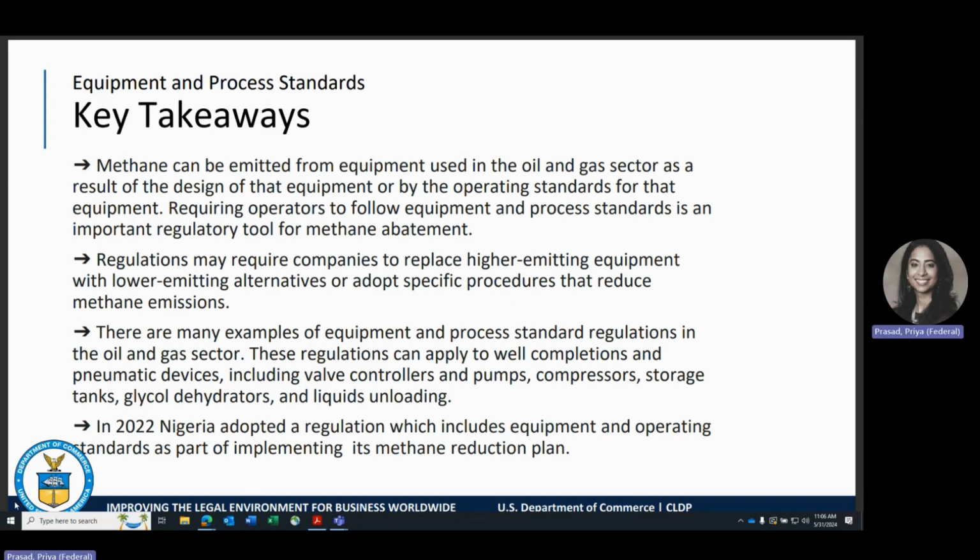But typically, in many cases, the regulation will require companies to replace older, high-emitting equipment with newer alternatives that emit low amounts or no emissions at all. And they also sometimes can require specific procedures that help to reduce emissions. There are many examples of this type of standard, this type of regulation in the oil and gas sector that cover many different types of equipment, like well completions and pneumatic devices. And in this video, we'll also spend a little bit of time looking at Nigeria, which is a case study from their 2022 regulation that's covered in the handbook.